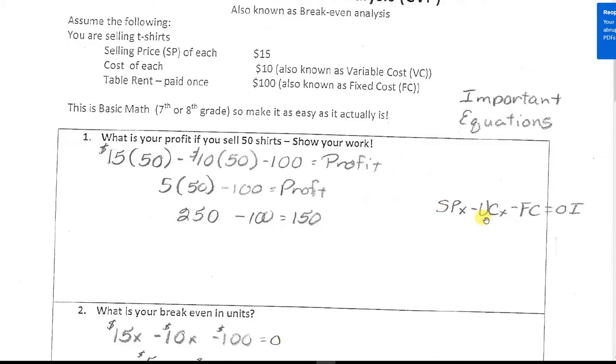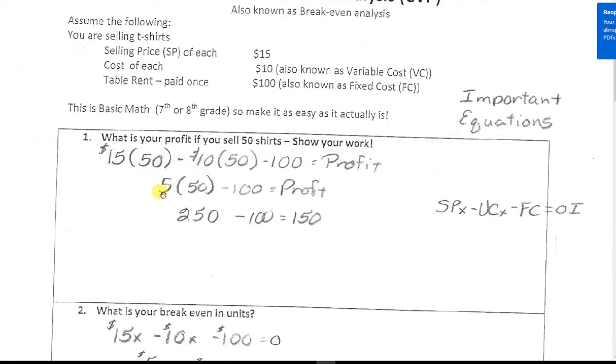But let's talk about VC and FC for just a second. A variable cost is a cost that varies with the number of units I sell. So for instance, the $10, the total variable cost is going to be $10 times the number of units. So it varies based on the number of units I sell. A fixed cost doesn't change. So the rent is a fixed cost. No matter how many t-shirts I sell, it's going to be $100. Okay, so I'm putting it in right there into that equation, the same one that hopefully you did some form of.